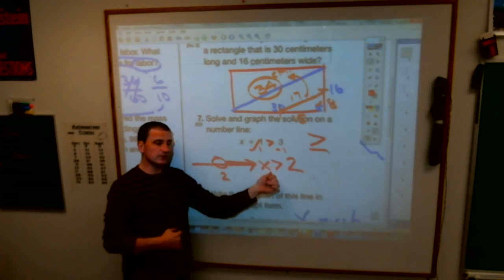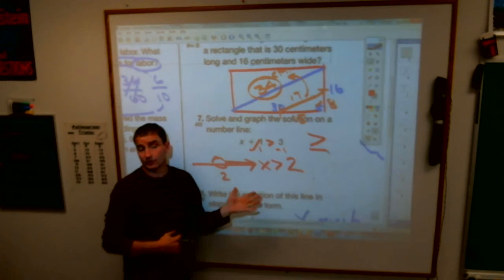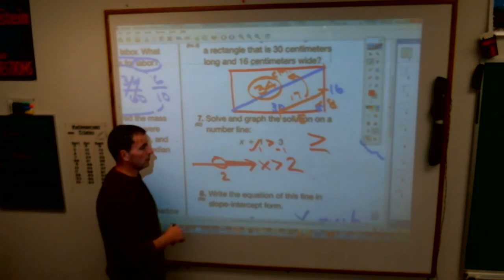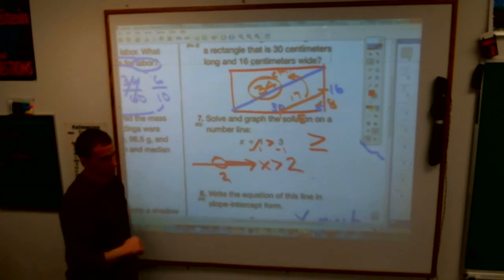But anything that's even the slightest bit to the right of 2 would be my answer: 2.1, 2.5, 2 and 1/32. Those would all work. Open circle tells you it starts at 2 but does not include 2.